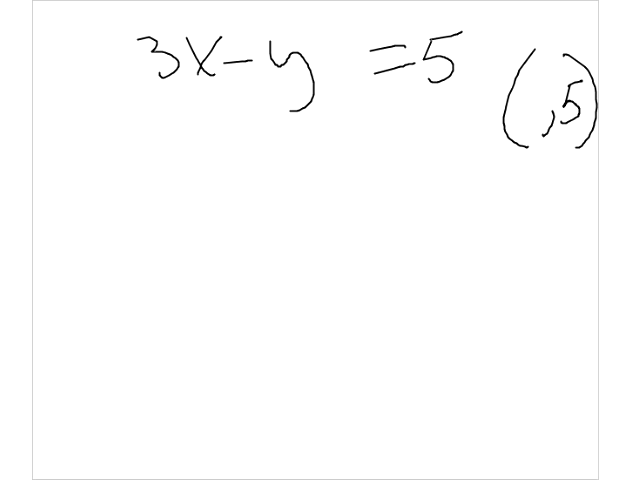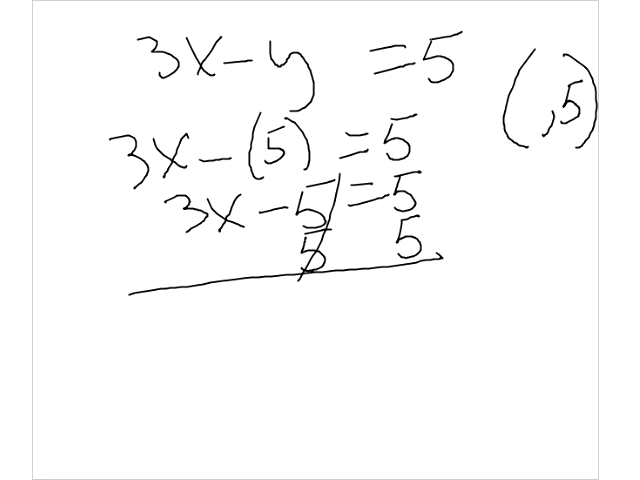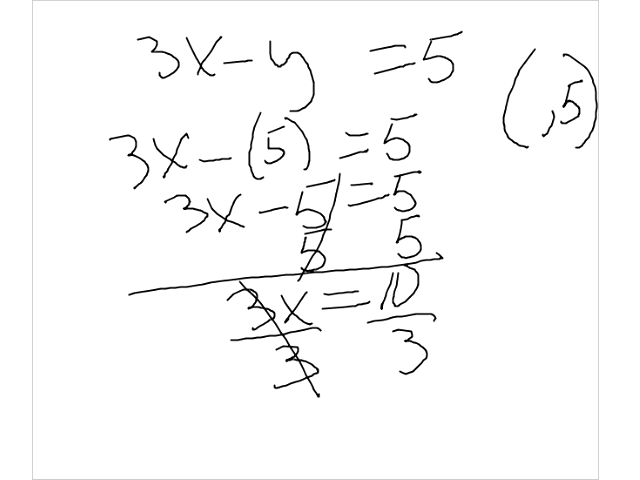Here's what we're doing here. 3x minus y equals 5, and we're going to plug in 5 for y. So 3x minus, remember here's where y goes, and that's where we're going to put the 5, equals 5. So that would be 3x minus 5 equals 5. Then the next thing we're going to do is add 5 to both sides. That gives us 3x equals 10. And then finally divide both sides by 3. And we get 10/3 for the x value.